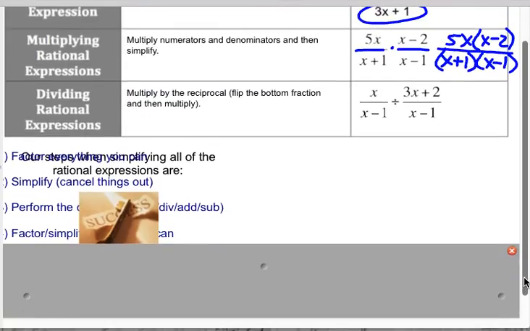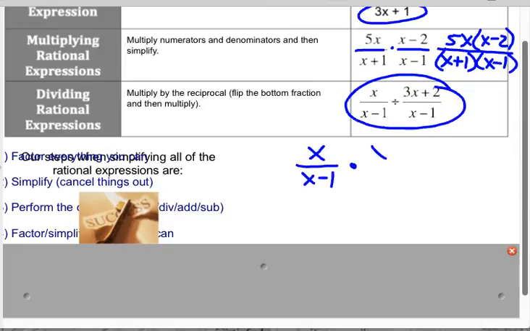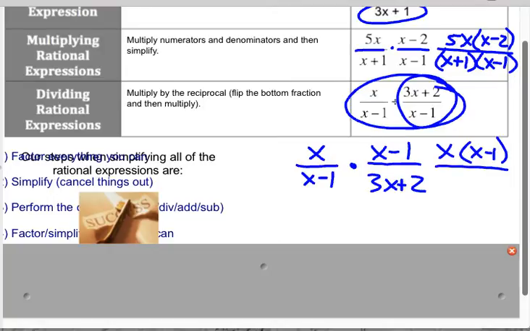Okay, so for this particular problem, it's actually x over x minus 1 times, we're dividing by this ratio, or fraction. So x minus 1 would go on top, and 3x plus 2 would go on the bottom. So it's x times x minus 1 all over x minus 1 times 3x plus 2. And you can simplify it from there.